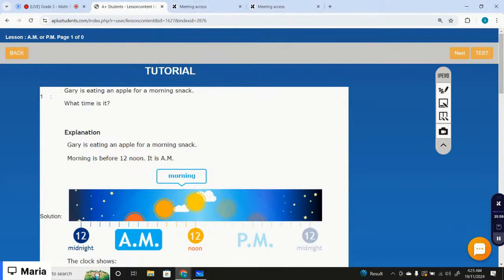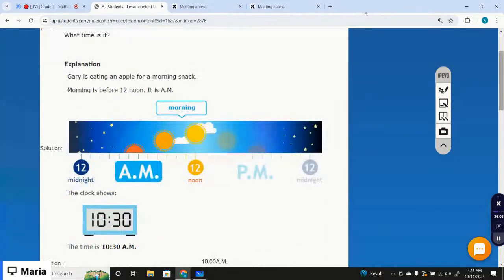Gary is eating an apple for a morning snack. What time is it? So basically, the first thing you need to learn is AM and PM. You can see here that's midnight. From midnight 12 to noon 12, that is the AM timing, right? And from 12 noon to 12 midnight, that is PM. So he is eating an apple in the morning, right? The morning is before 12 noon, so that would be AM. The correct option is AM.